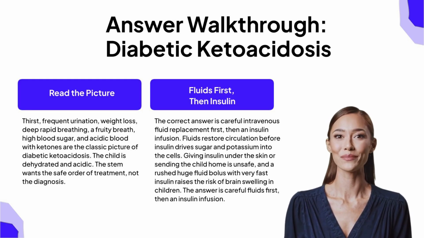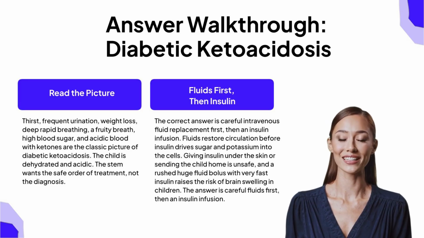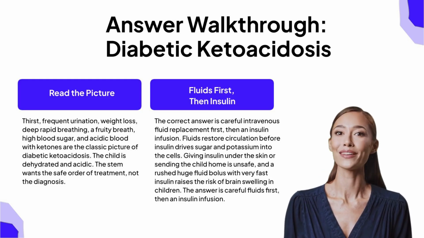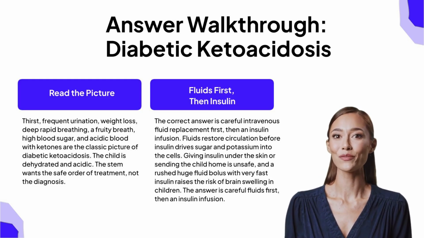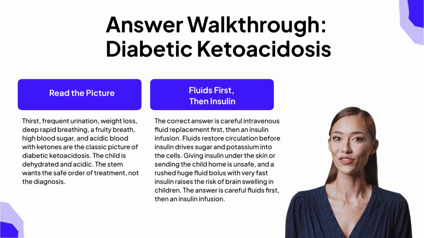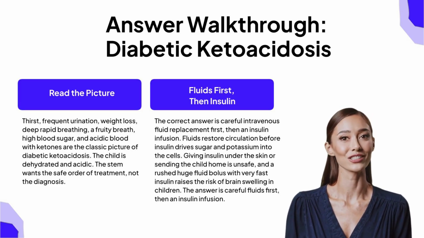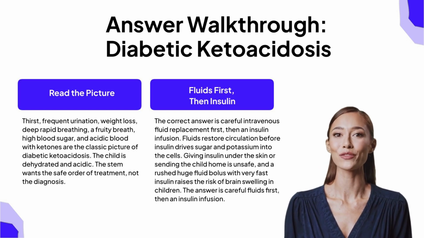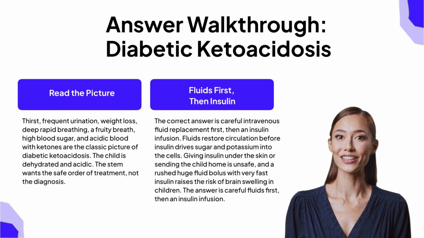Now the traps. Giving insulin under the skin and sending her home, or just giving oral fluids overnight, are dangerously inadequate for a child this sick. And the rapid, huge fluid bolus paired with very fast high-dose insulin is also wrong, because in children that aggressive approach raises the risk of dangerous brain swelling. The safe answer is careful fluids first, then a steady insulin infusion.